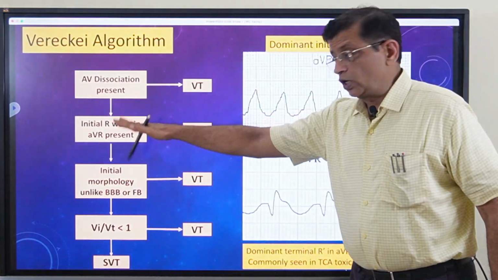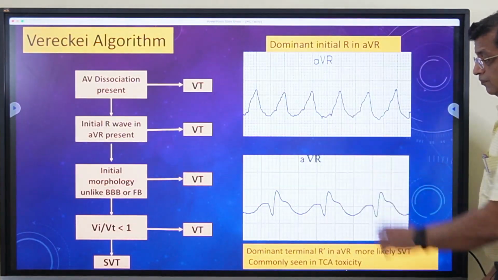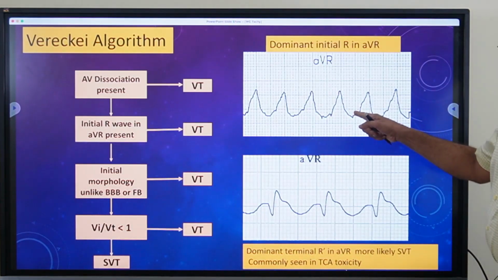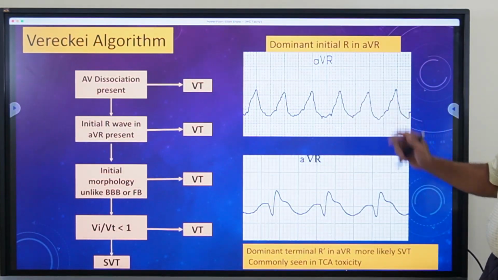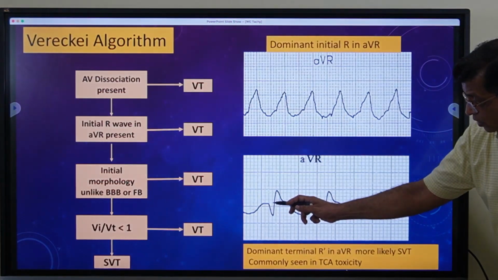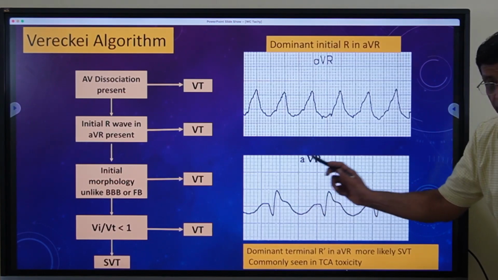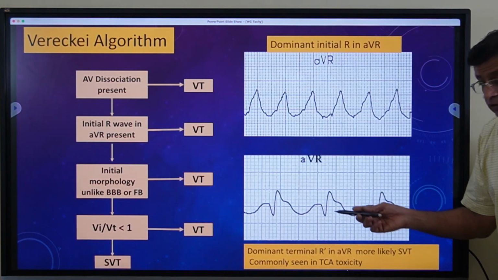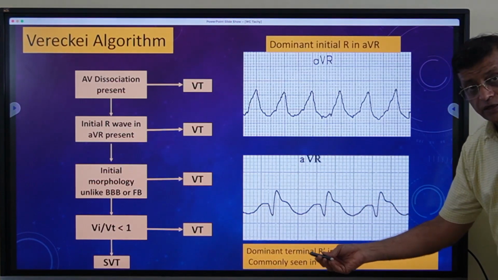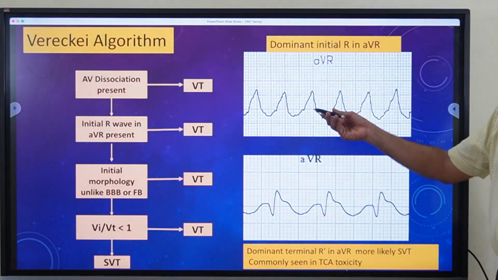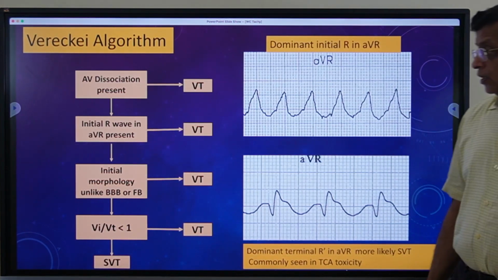If AV dissociation is not present, then look for an initial R in aVR. So this is the aVR lead. You see a tall initial R, and this usually happens when there is a northwest axis. Sometimes you see a small R followed by a tall R, so an RSR prime pattern with a second R taller. This is more likely to be seen in SVT or in tricyclic antidepressant toxicity, while a tall initial R in aVR is highly suggestive of ventricular tachycardia.